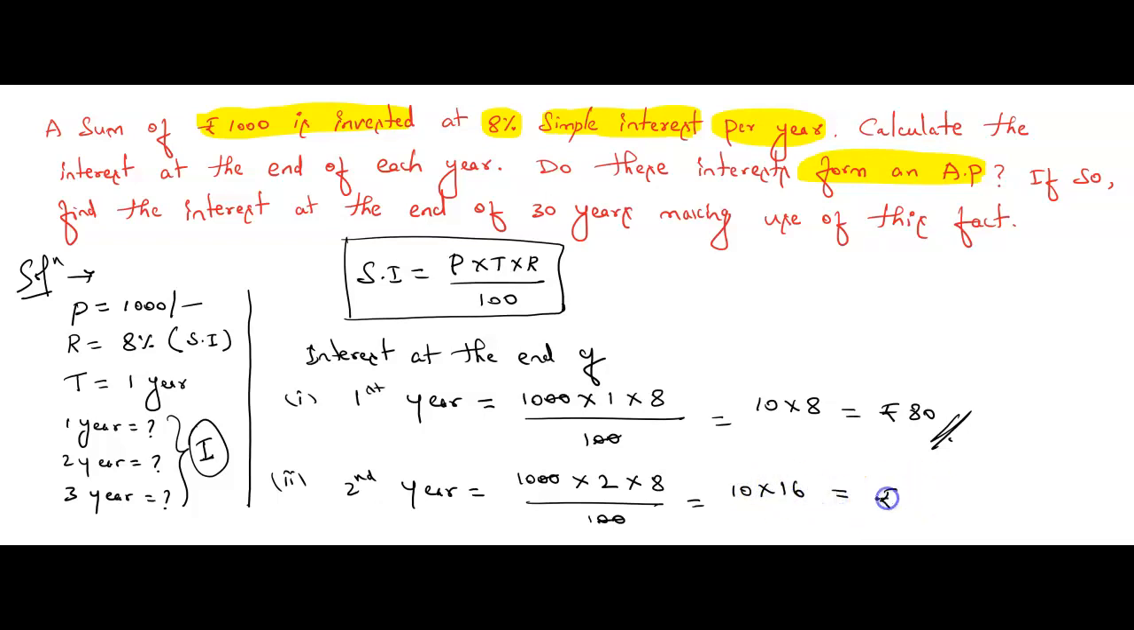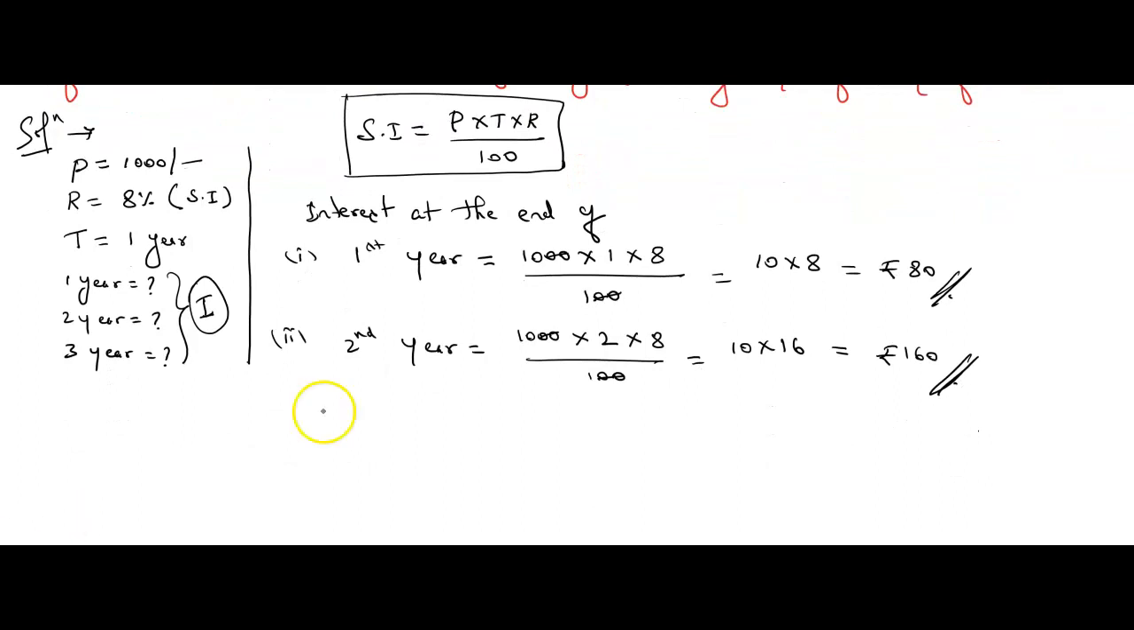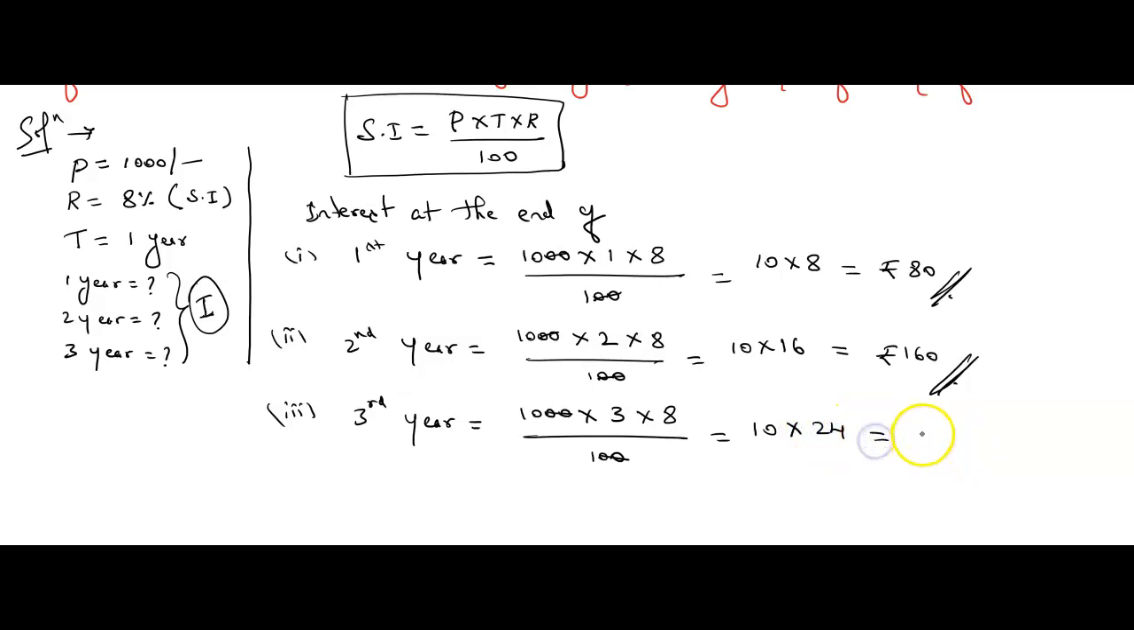10 into 16 is rupees 160. So this is at the end of second year. Then let us calculate for third year. For third year, time is 3, principal amount is 1000. This is the third year, that is 3 into rate of interest is 8 by 100. Again these two zeros get cancelled. 10 into 3 8s are 24, that is 10 into 24 is rupees 240.